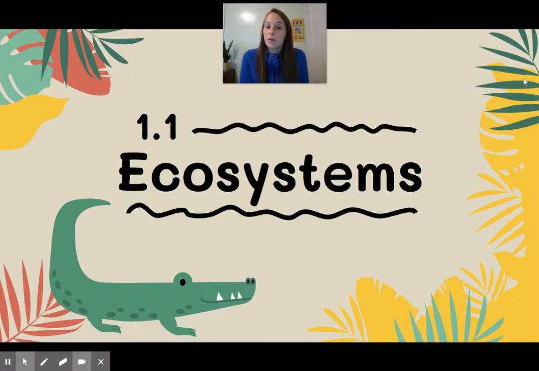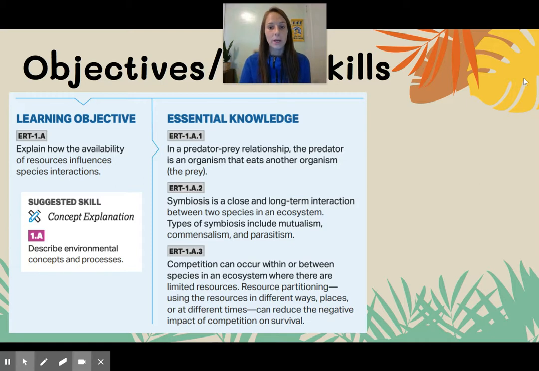Welcome to your notes on 1.1, which is about ecosystems. So before we get started, we're going to cover some of the objectives and skills that you'll get from these. And the main learning objective is to be able to explain how the availability of resources influences species interactions.